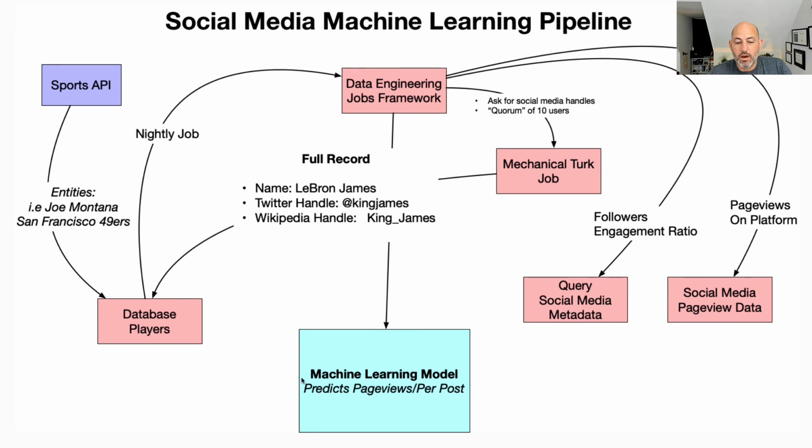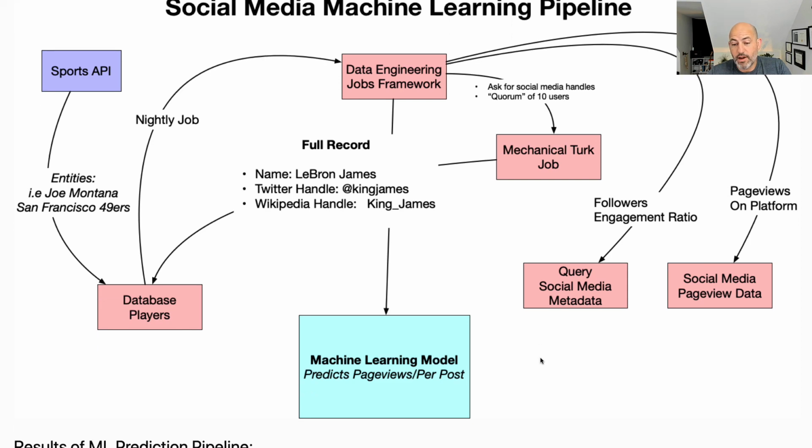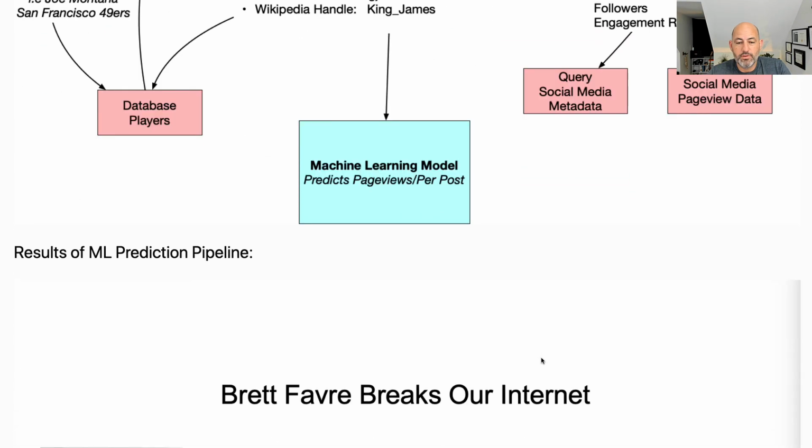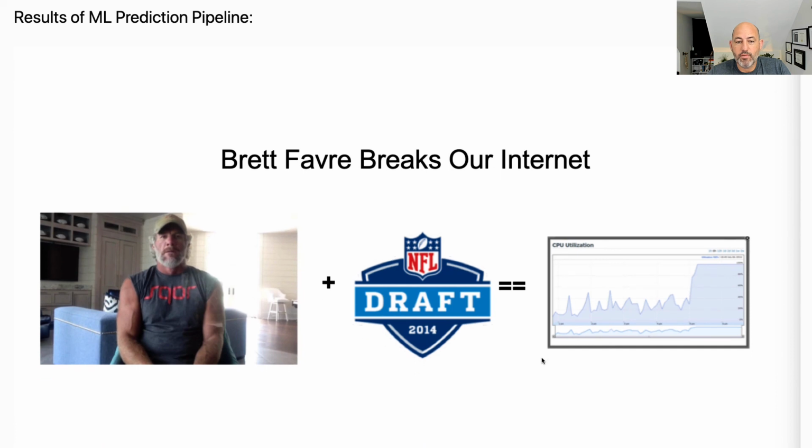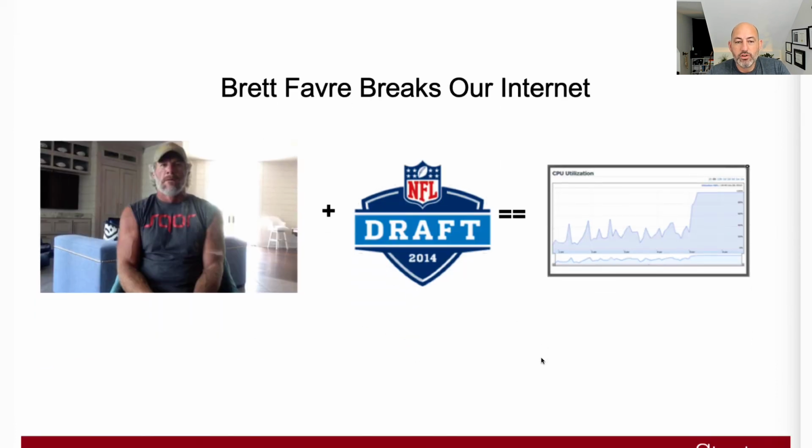And so what we saw here is that we were able to have a machine learning model that would predict the page views per post. And one of the things that happened was that we were able to actually identify the right people to predict with. And so here's a good example. Using those same signals, we were able to partner with a famous NFL quarterback.